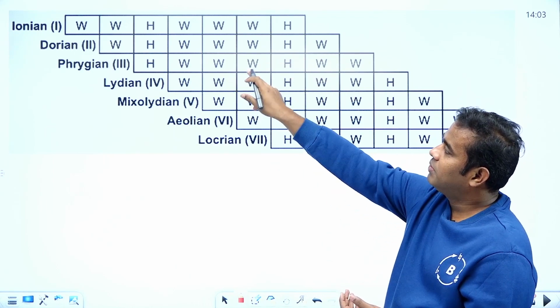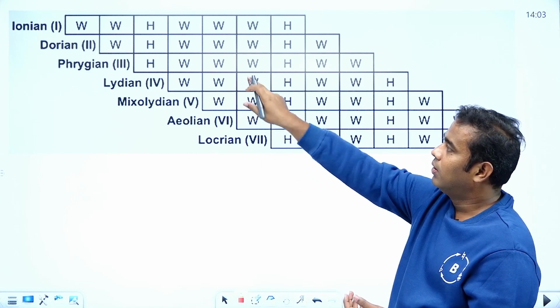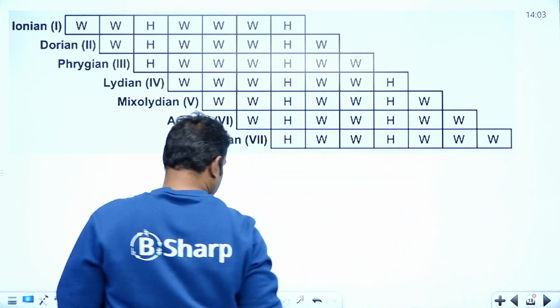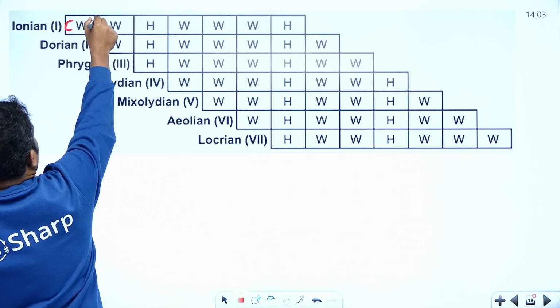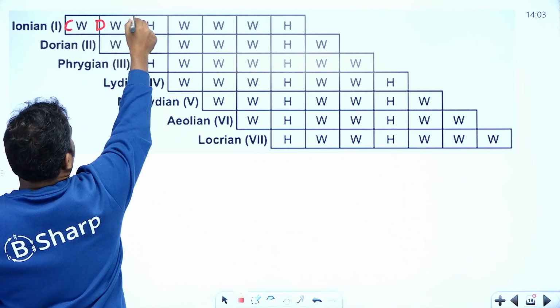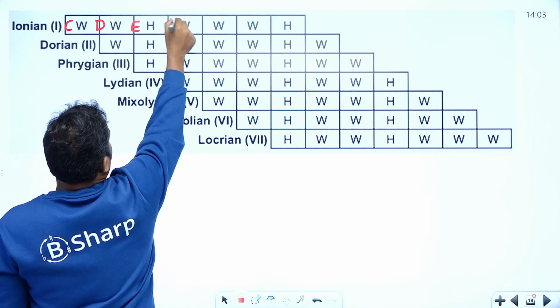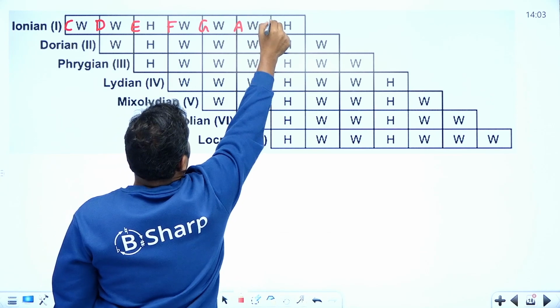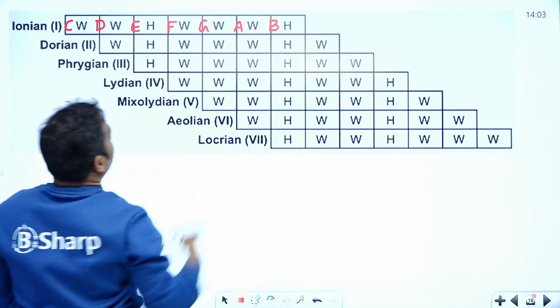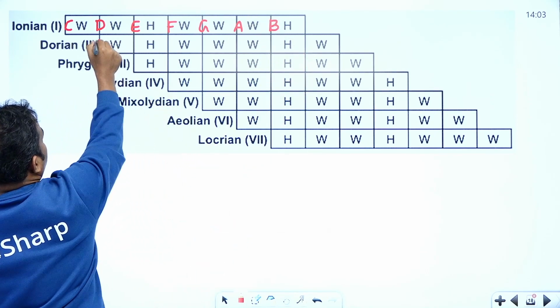So from C to D, the whole difference is whole here. I would like to write this value here: C, D, E, F, G, A, B. Now what you can do is, the same D you can keep it here.